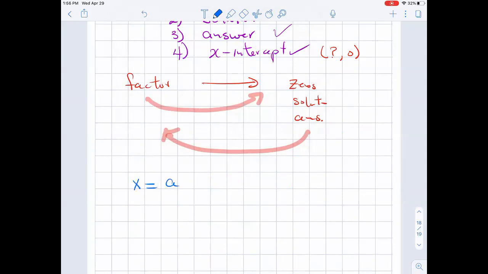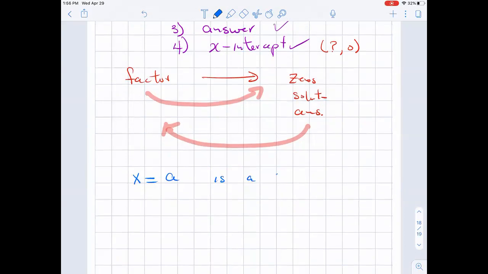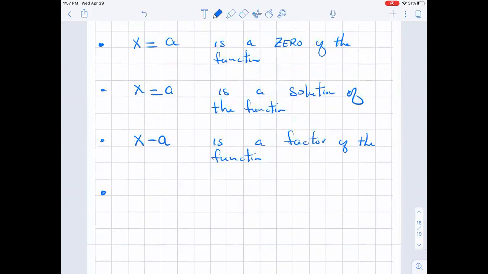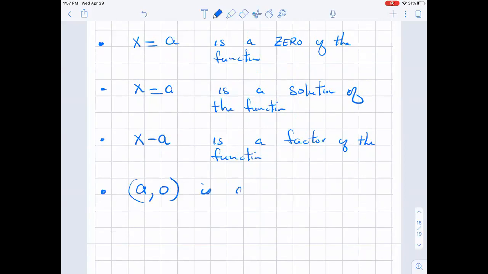x equals a is a zero of the function. So this is one bullet. Bullet number 2: x equals a is a solution of the function. Bullet number 3: x minus a is a factor of the function. And bullet number 4: (a, 0) is an x-intercept of the function.